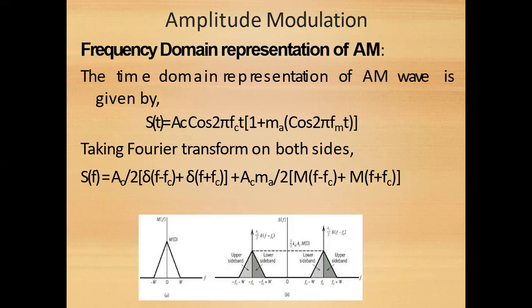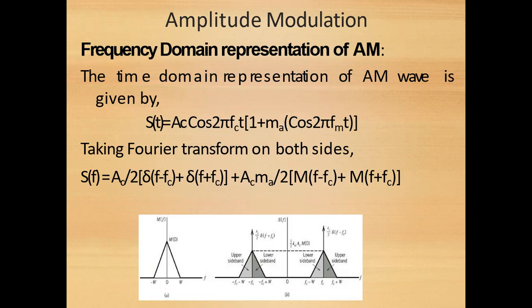As we know, the amplitude modulated equation, represented by S of t, equals Ac cos 2 pi fct multiplied by 1 plus ma cos 2 pi fmt. If you open the bracket, S of t equals Ac cos 2 pi fct plus Ac ma cos 2 pi fmt into cos 2 pi fct. So first of all, we split the above equation into two terms by opening this bracket.